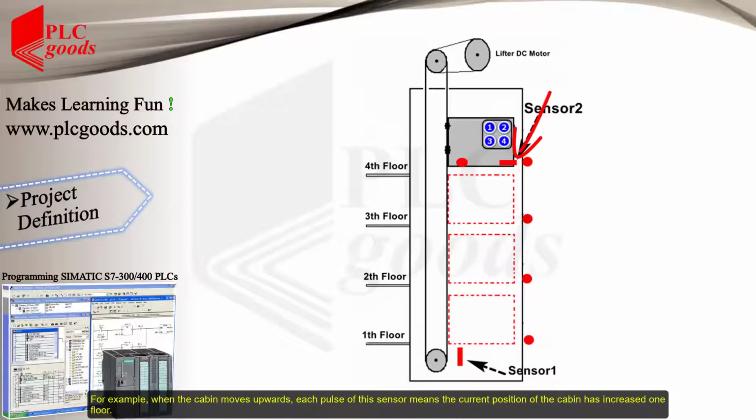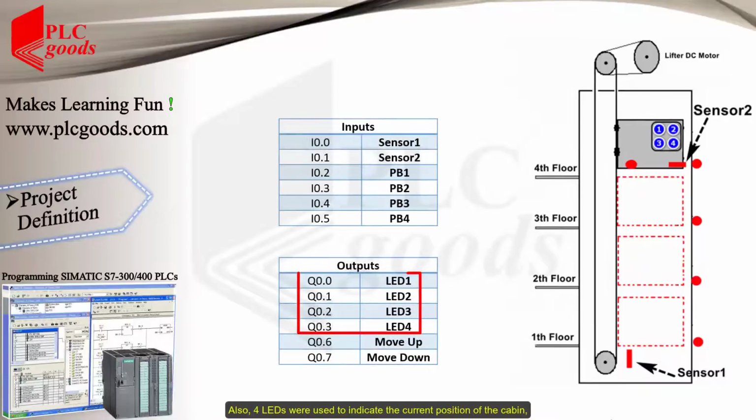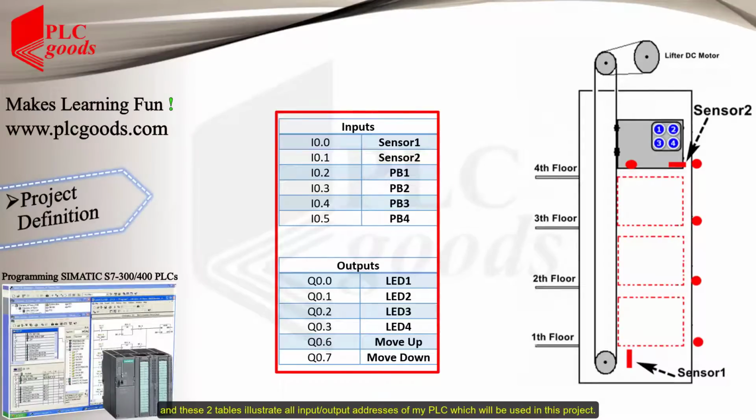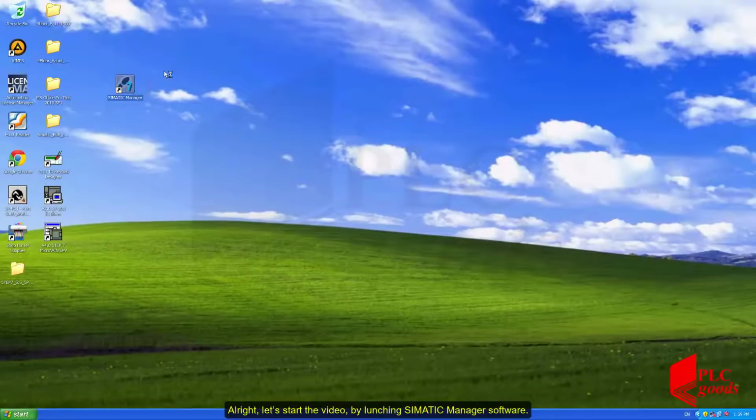For example, when the cabin moves upwards, each pulse of this sensor means the current position of the cabin has increased one floor. Also, 4 LEDs were used to indicate the current position of the cabin, and these two tables illustrate all input-output addresses of my PLC which will be used in this project. Alright, let's start the video by launching Simatic Manager software.